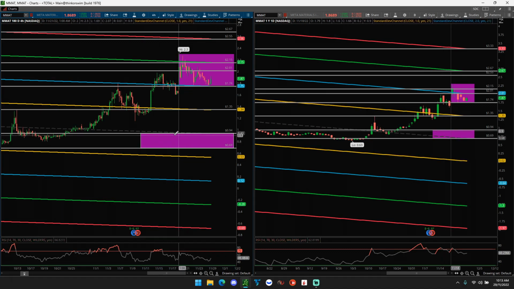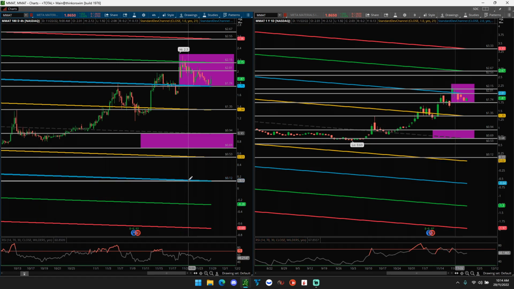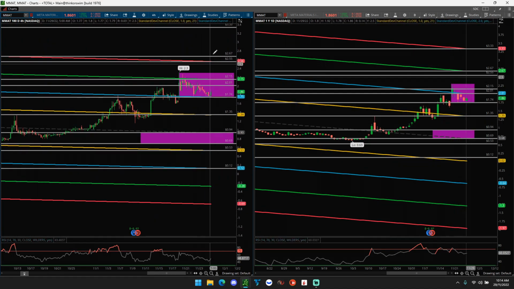So for me at least, I wait for a move out of this fair value zone before I would look for a trade opportunity. Now, if we break to the downside, 53 cents is a key support, and 12 cents. So obviously, quite far from where we are now. I mean, we are sitting at 185. So obviously, all these levels to the downside are quite far off, and the same to the upside.